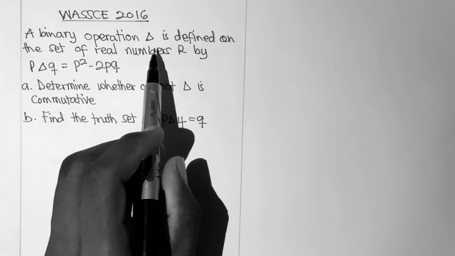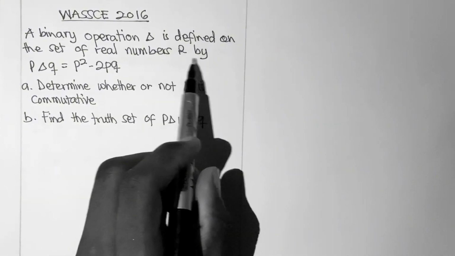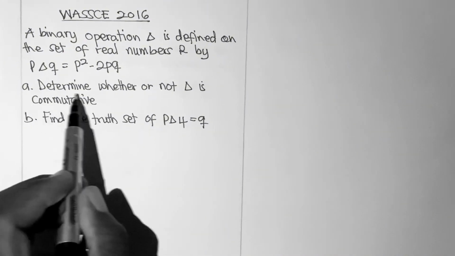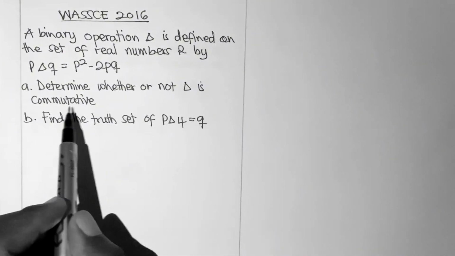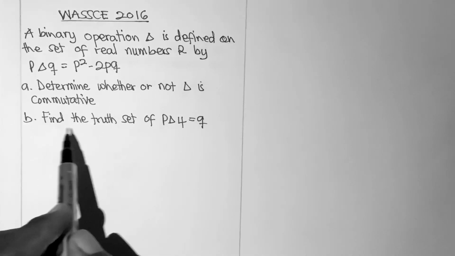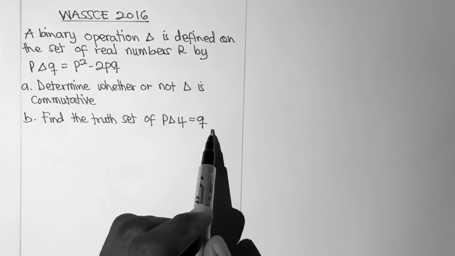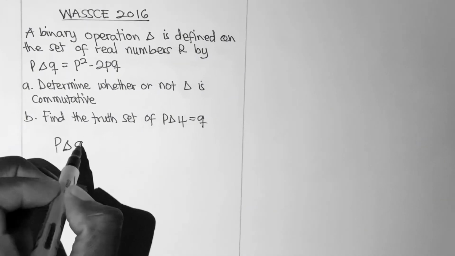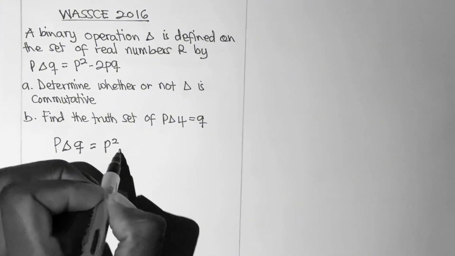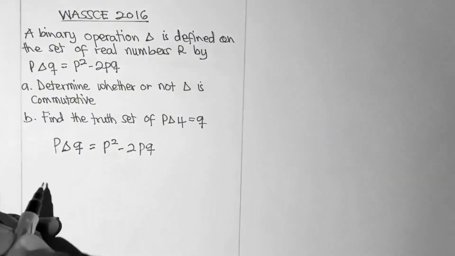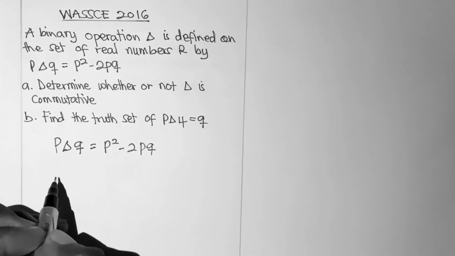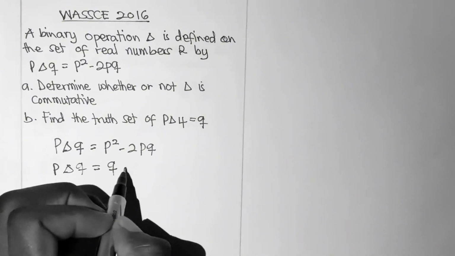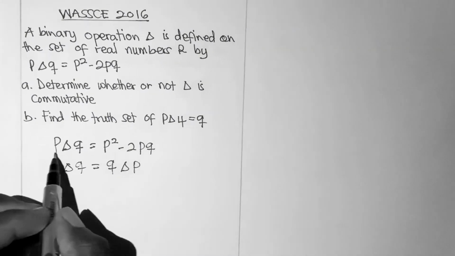A binary operation delta is defined on the set of real numbers R by P operation Q equals P squared minus 2PQ. Determine whether or not delta is commutative. And then B, find the truth set of P operation 4 equals 9. So now, the operation is P operation Q equals P squared minus 2PQ. So to determine whether it's commutative or not, P operation Q must be equal to Q operation P.